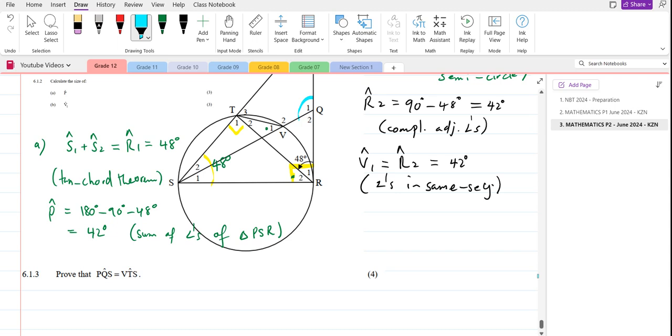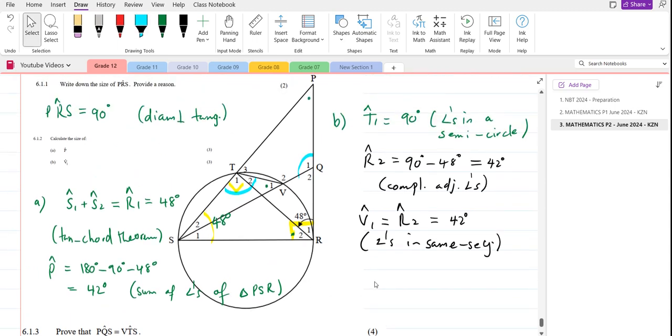VTS is equal to this entire angle there. How is PQS equal to VTS? How are they equal? So that should be 90 plus something there, right? So we need to go and figure out what is angle T2.